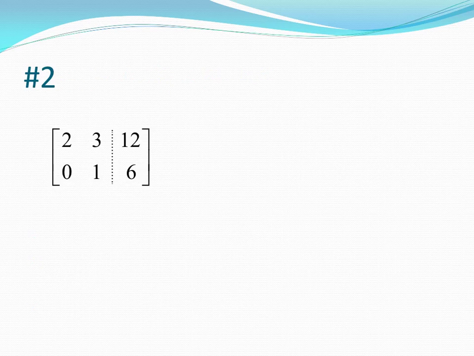Here's a matrix that represents a 2-equation, 2-variable system. It is in row echelon form. What I'd like for you to do is to solve this system. Find x and y and enter those x and y values into the Edmodo quiz.